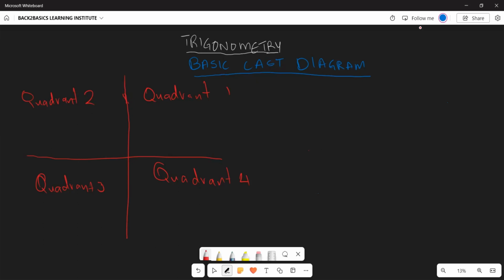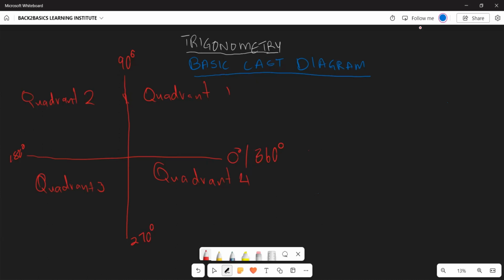So now firstly, let's understand. These quadrants are given in terms of degrees, right? So here you have 0 degrees, here you have 90 degrees, you have 180 degrees, you have 270 degrees, and you have a revolution, which is 360 degrees, right?